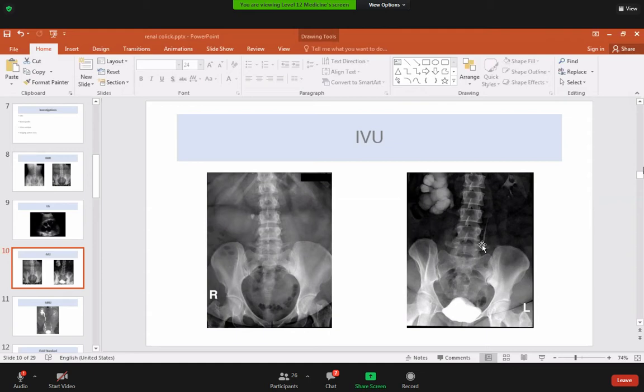I asked you to look at the KUB, kidneys, ureter, and the bladder. Do you find any abnormal thing in the KUB pathway? And to tell you, it is the X-ray of the same patient. Any idea?